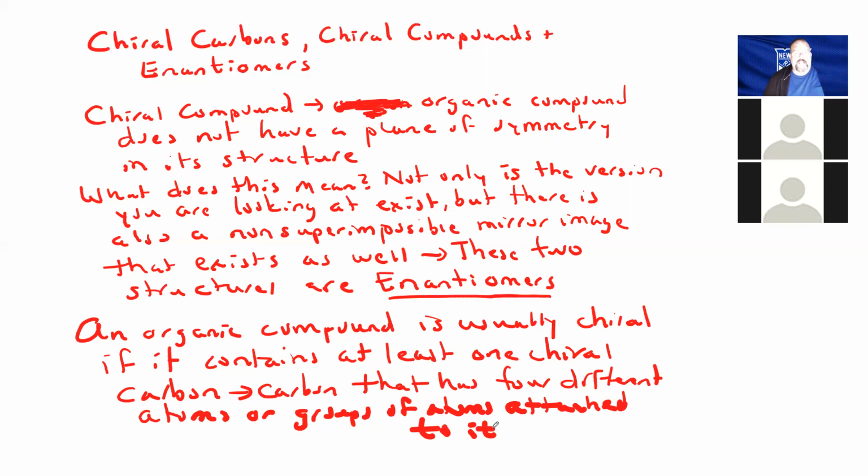Okay, so it has 4 different atoms or groups of atoms attached to it. And that's what defines a carbon as being chiral. So for our purposes and for this course, if we find one of those, and we're going to do some examples in a moment, you could assume that the compound is chiral. And what that also means is not only does that version you're looking at exist, but there's also a non-superimposable mirror image that also exists.